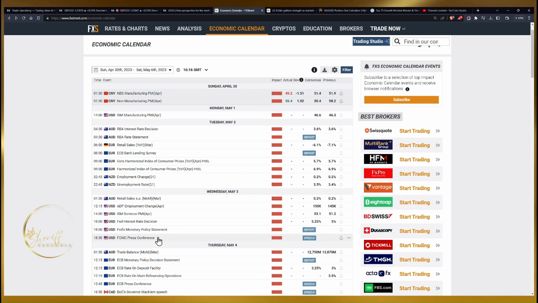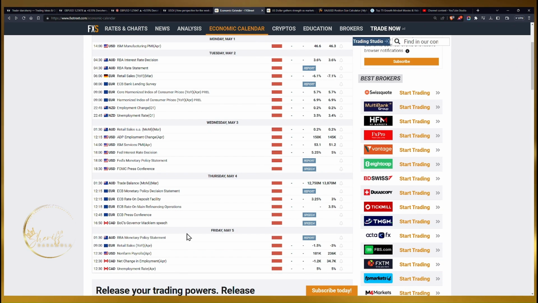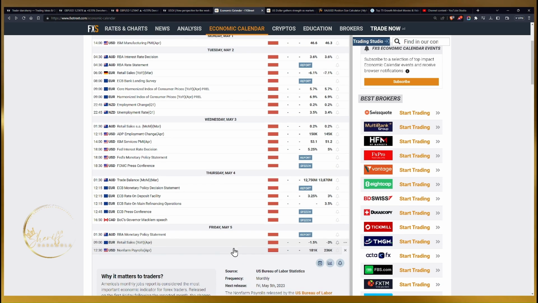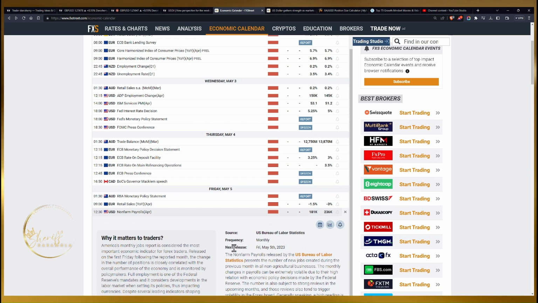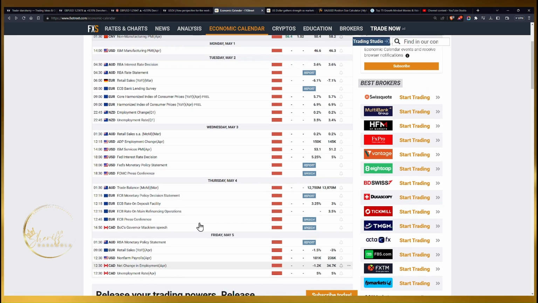Then we also have the Federal Monetary Policy Statement, the FOMC press conference, and on Friday, May 5, we have the almighty non-farm payroll, which is another high impact event that everyone in the market will be looking forward to. And this event presents the number of new jobs created during the previous month in all non-agricultural businesses. So these are a series of high impact events that we are going to be looking forward to this week, and obviously we shall be seeing the reflection of this event on the chart as price action.